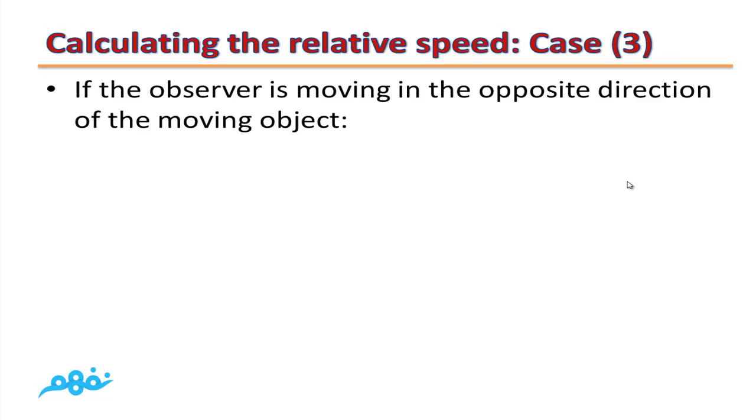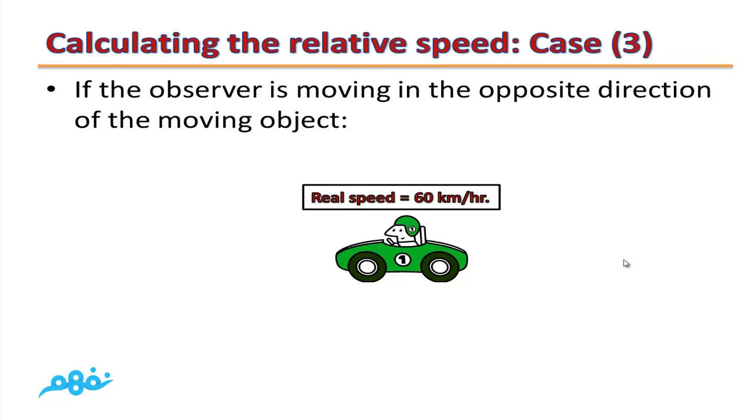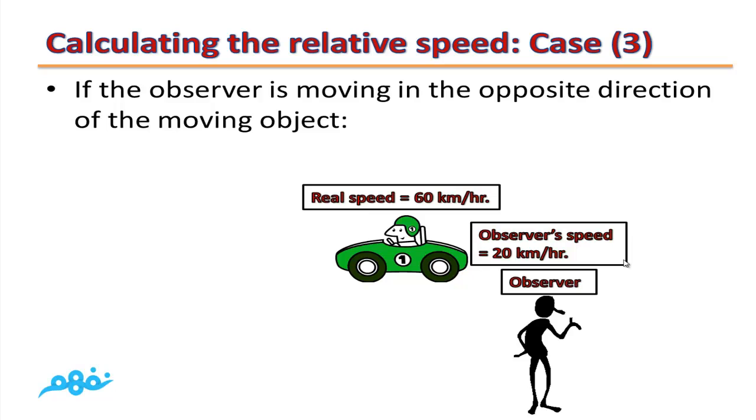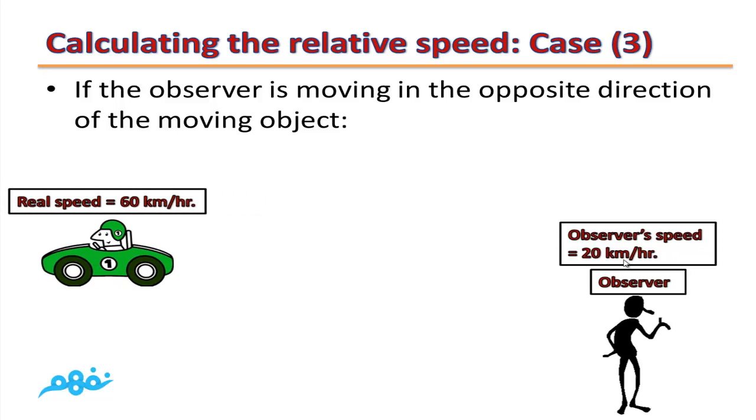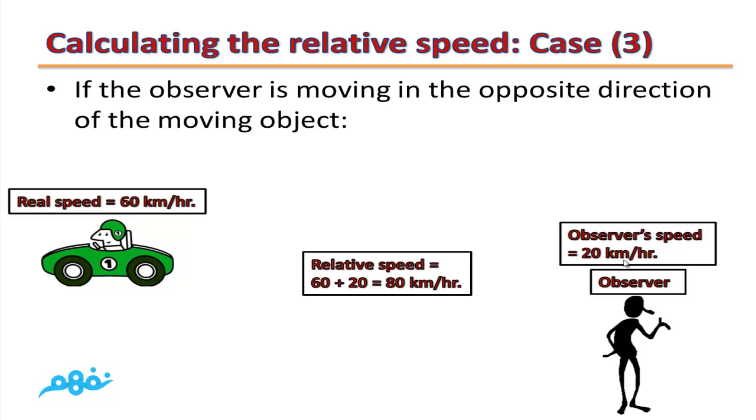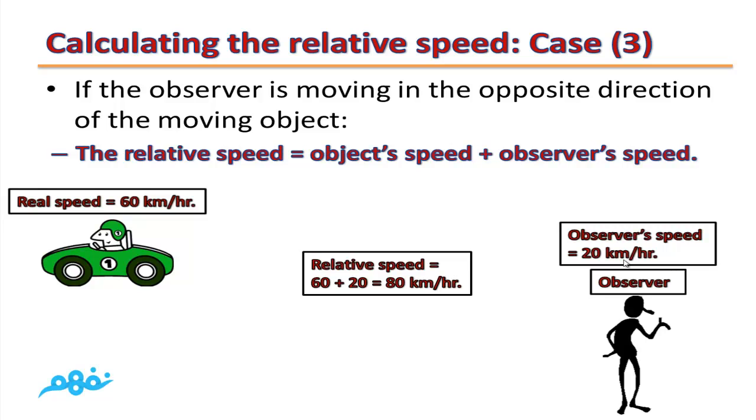The third and final case. If the observer is moving in the opposite direction of the moving object. Our car is moving with a real speed of 60 km per hour. Our observer, but in this case he is moving with speed of 20 km but in the opposite direction of the car. As we can conclude, the relative speed in this case equals the sum of their speeds. The relative speed is equal to 60 plus 20 equals 80 kilometers per hour. So for an observer which is moving in the opposite direction of an object, the relative speed is equal to object speed plus observer's speed.